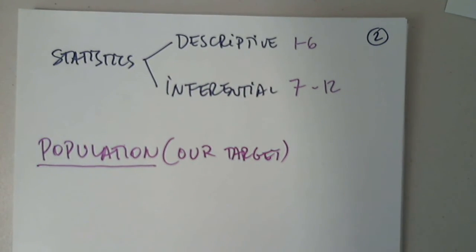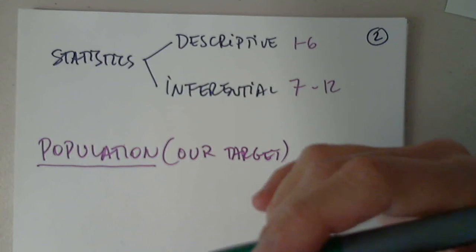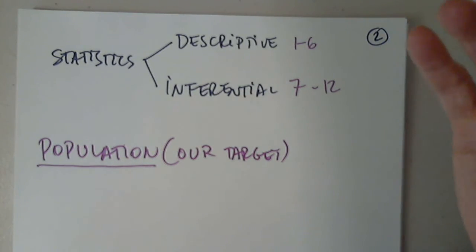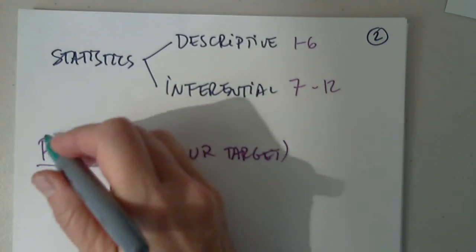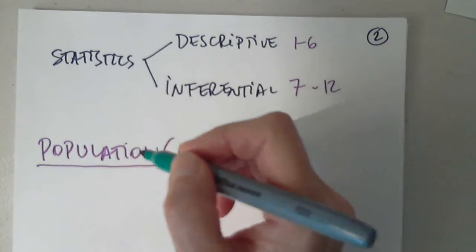But when I say population, I don't really mean necessarily people. It can be rats, it can be rabbits, it can be just anything. So a population refers to our target, what we're interested in drawing conclusions about. It can be people or it can be anything else. We cannot collect information on the entire population most of the time.